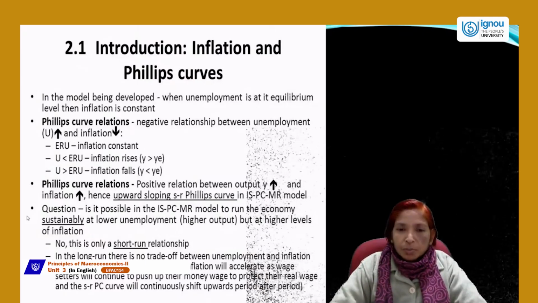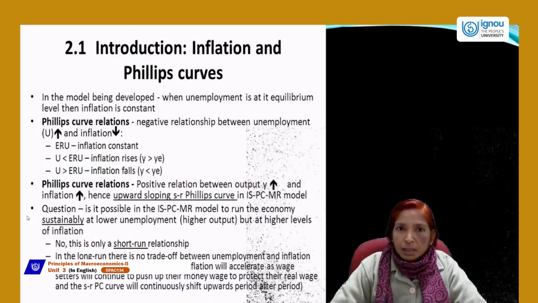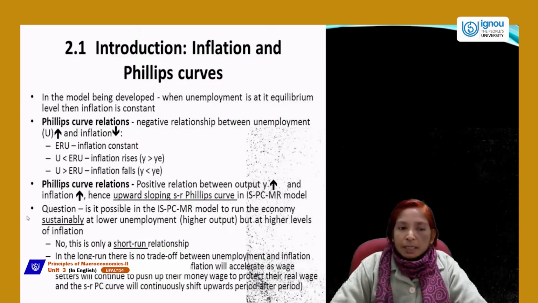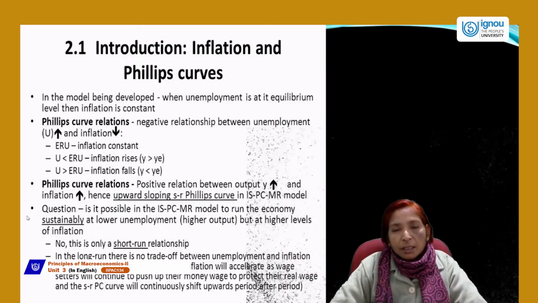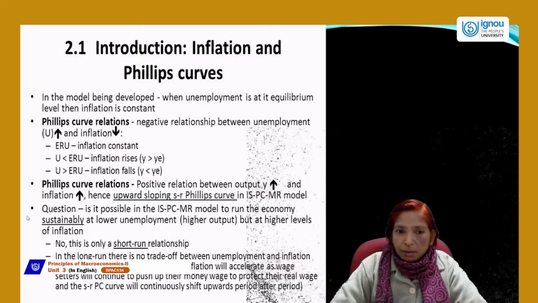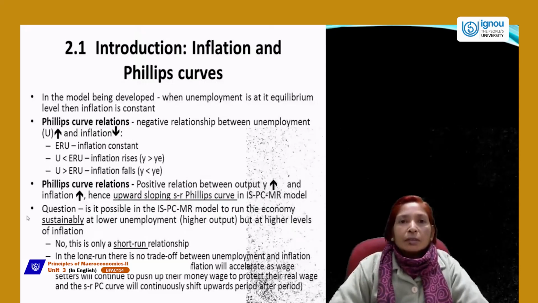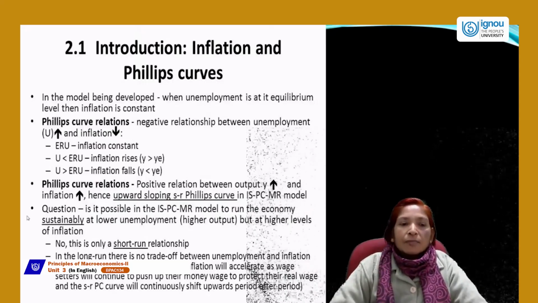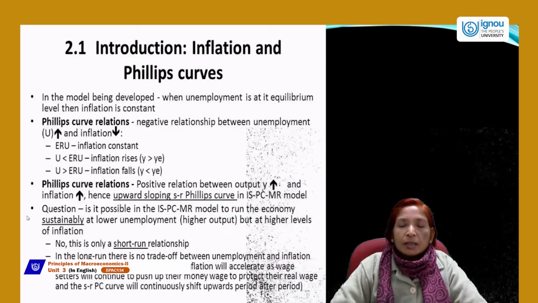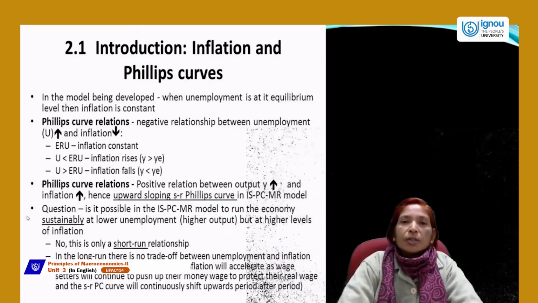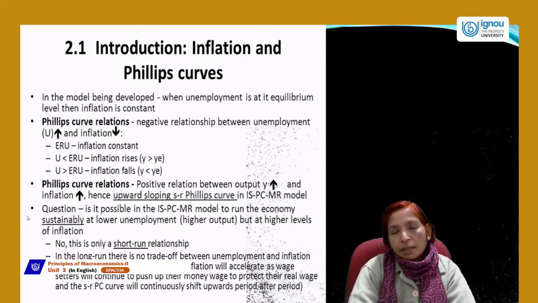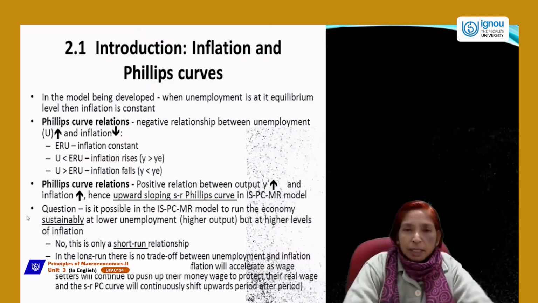There is a positive relationship with output, because as wage inflation increases, unemployment will fall, but output level will rise. So an increase in inflation will positively affect the output level, but negatively affect the unemployment rate. Hence the upward sloping Phillips curve shows that there is a positive relationship between inflation and output level, but there is an inverse relationship between inflation and unemployment rate.